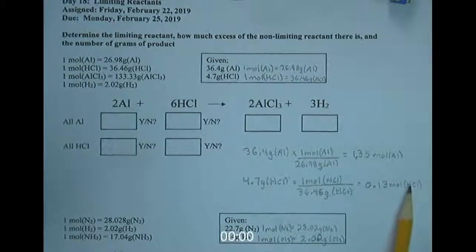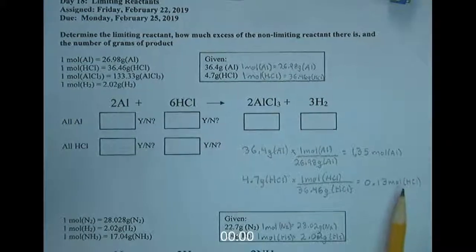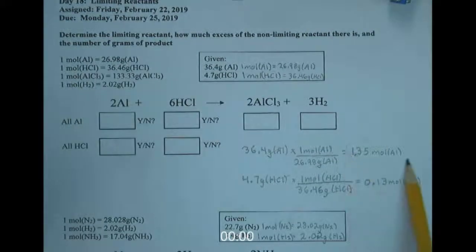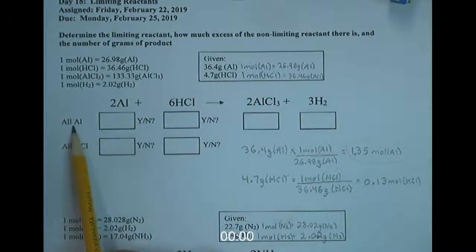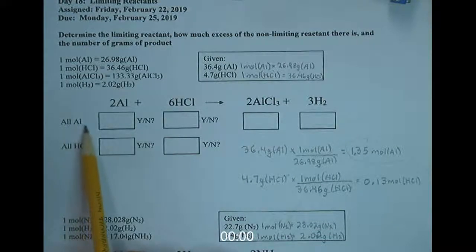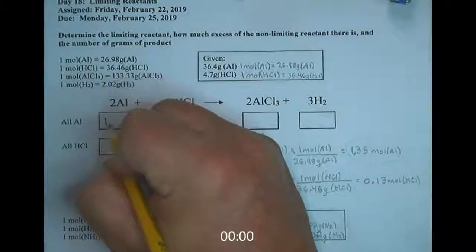Okay, now we're going to get into how you do these limiting reactant problems. First of all, this is all of the aluminum we are given right here, 1.35 moles. So this is our all aluminum reaction. So in the all aluminum row, directly beneath aluminum, we're going to write 1.35.